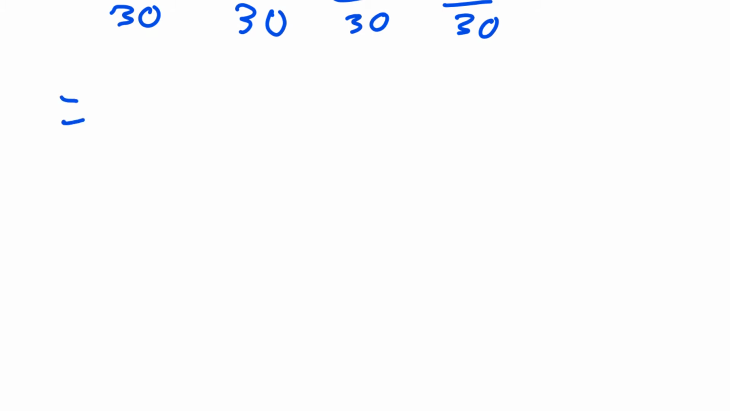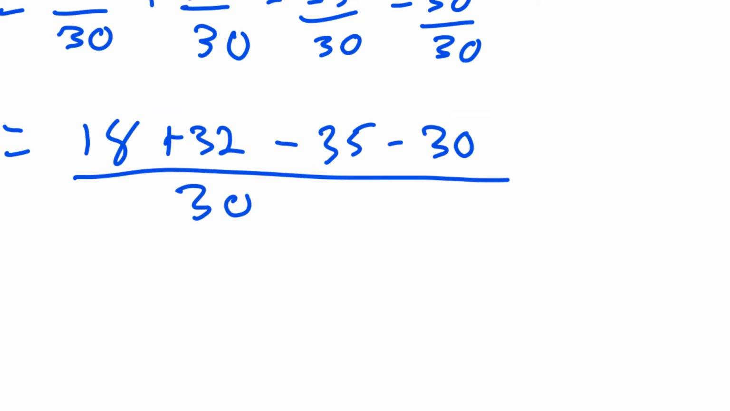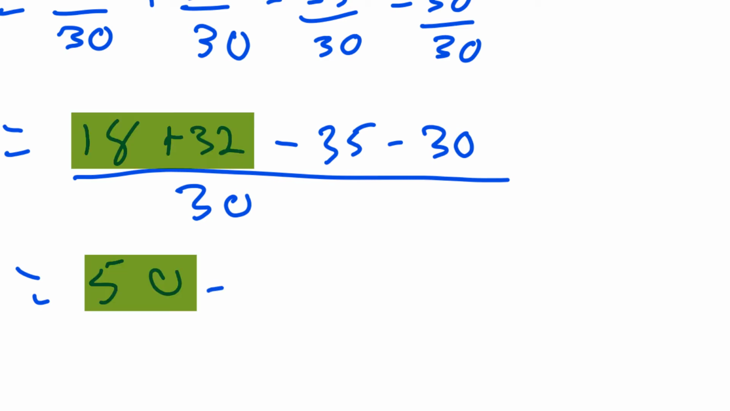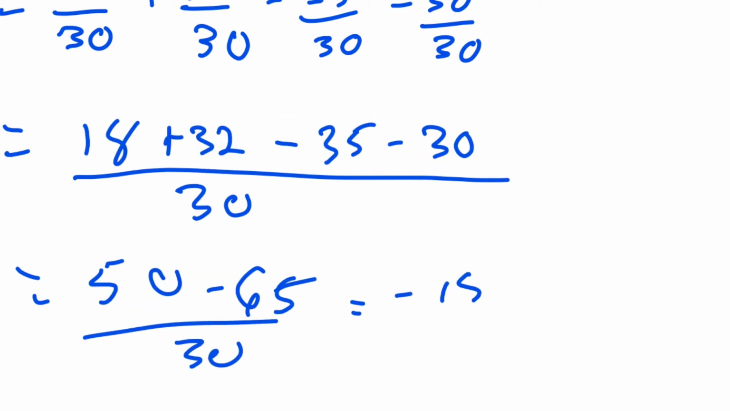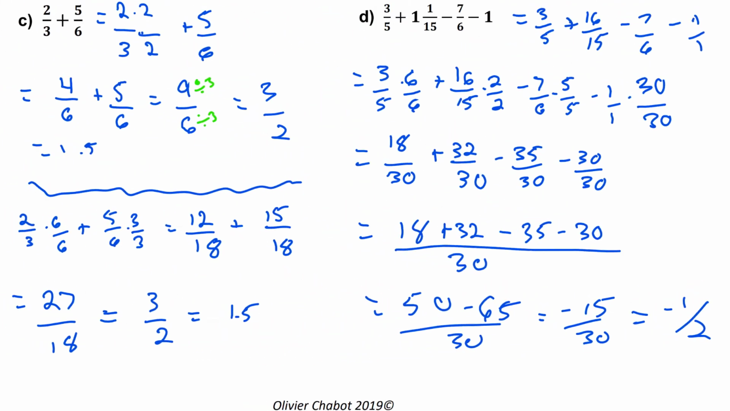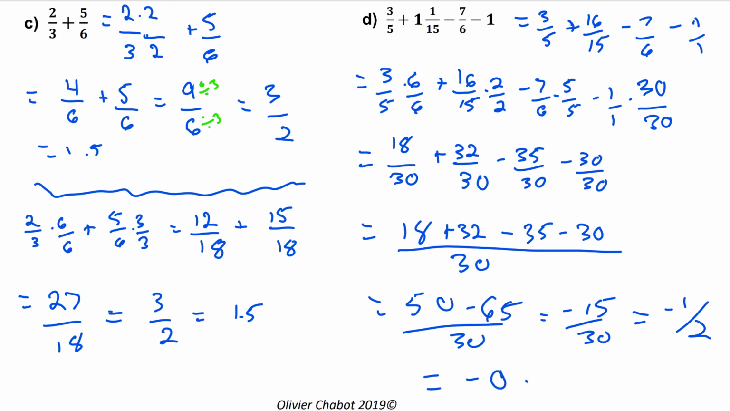If I just write them all in one fraction, I have 18 plus 32. That would be 50, and then minus 35 minus 30, all over 30. So then that would be 50 minus, if I combine the two negatives, minus 65 over 30. So really that's minus 15 over 30. Or if we divide by 15, that's minus 1/2. Or if we convert it to a decimal, it's negative 0.5. So you see how a bunch of ugly fractions like this can simplify to something pretty nice like negative 1/2.